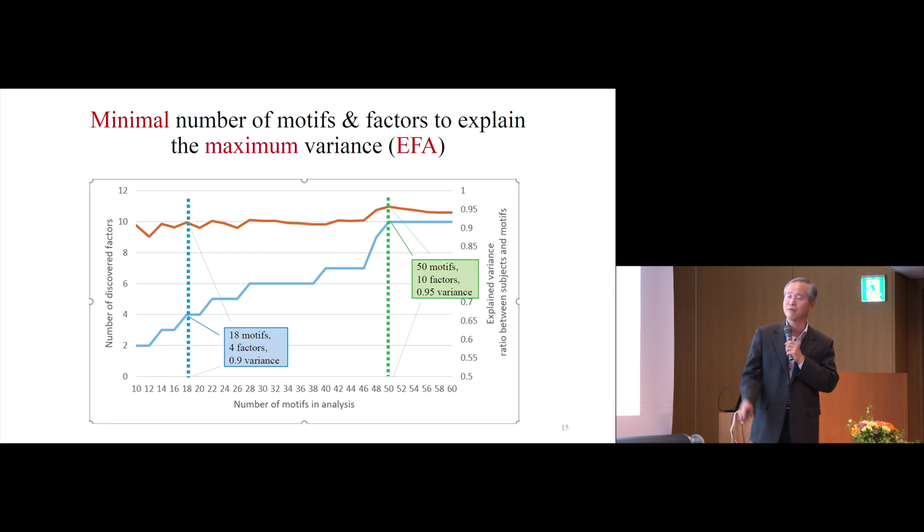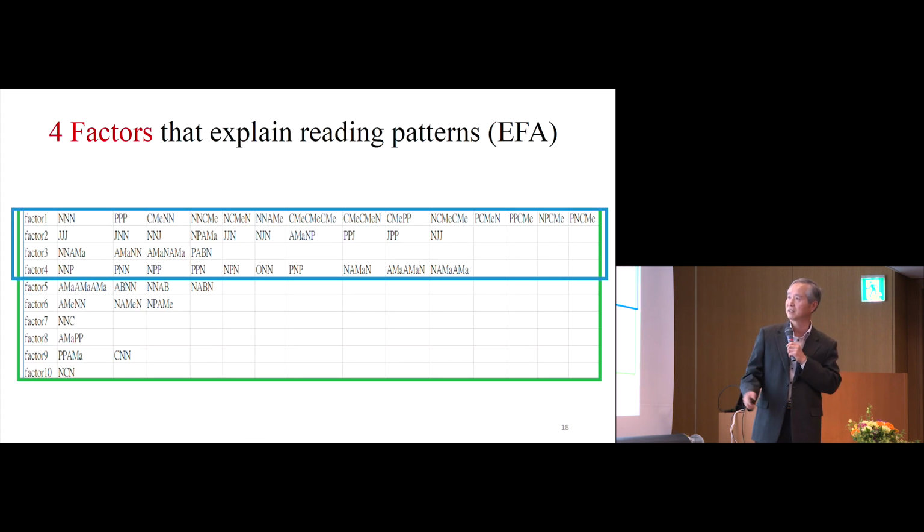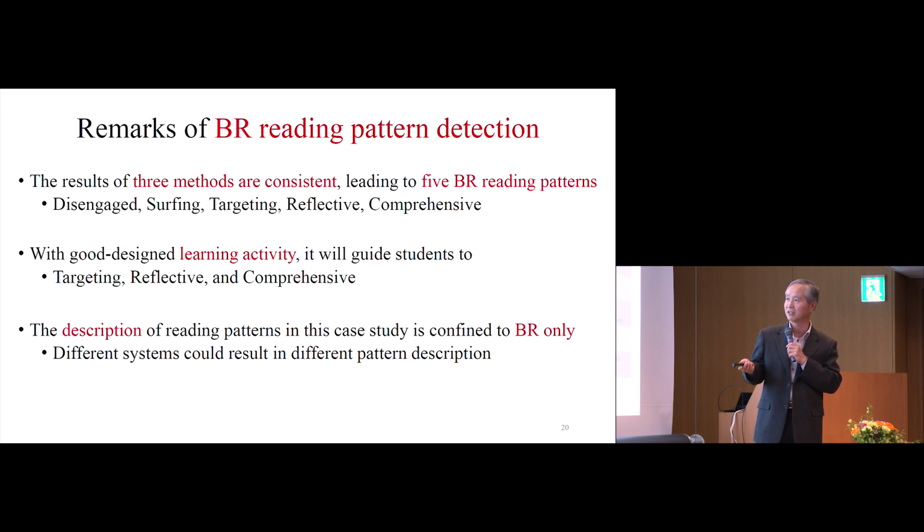And we can have the explanation. So let's look at the blue blocks and the green blocks. The blue blocks are the 4 factors. They explain most of the variance, and this is the continuum of that. So finally, we conclude with the 4 factors. These are their reading patterns, and we also come up with the description of the 4 factors. It is basically still comprehensive, reflective, and targeting.